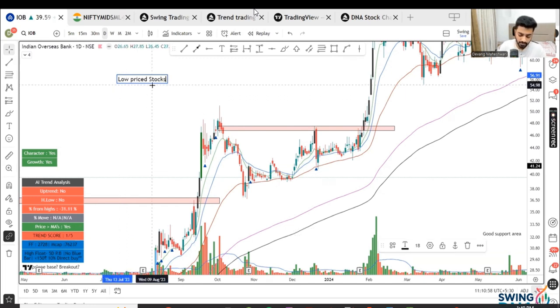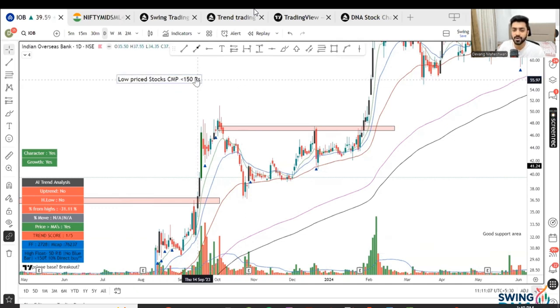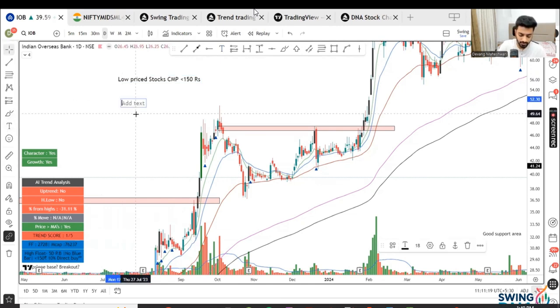What is a low price stock? In which the CMP is less than 150 rupees. Typically, you will have 400 kind of stocks, liquid stocks only, that are below 150. Now understand this thing that these are low price stocks and not low value stocks. We are nowhere discussing value stock.